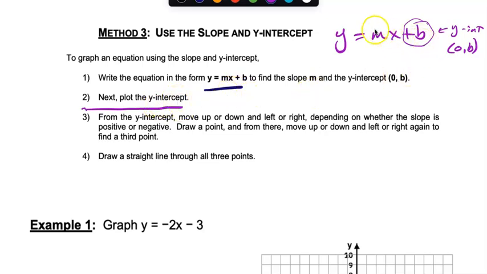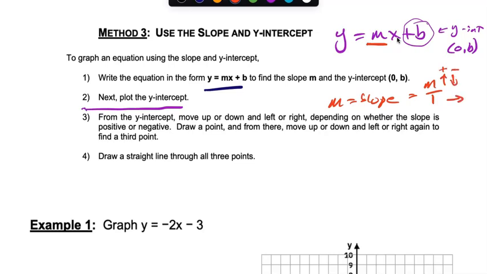And then we have the slope here. So slope is the m. So this m is your slope. And the general rule with slope is that we want to make it a fraction, m over 1. If it's already a fraction, you leave it as a fraction. If it's not, you put it over 1. And the top is up and down. Positive you go up, negative you go down.